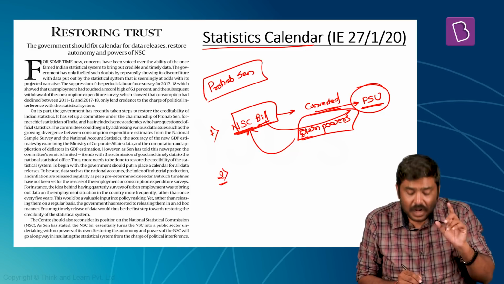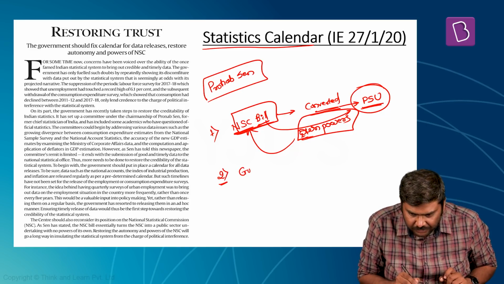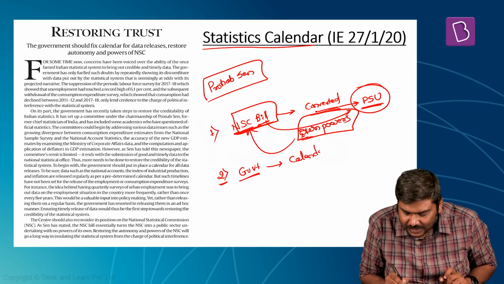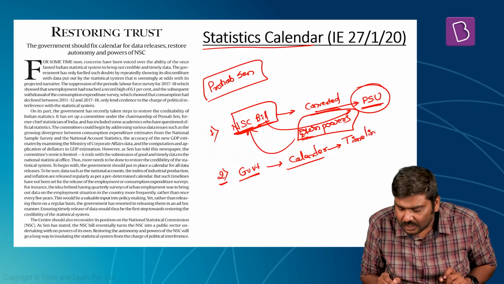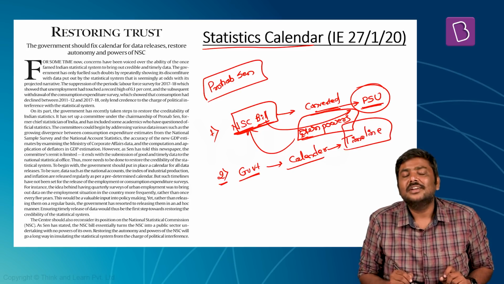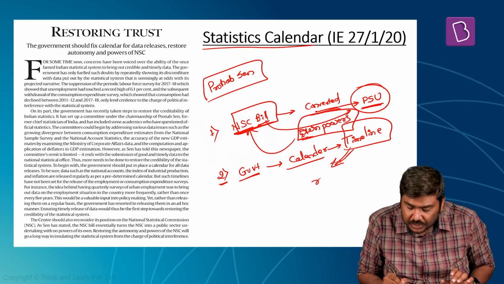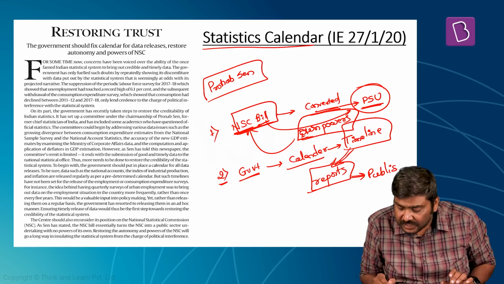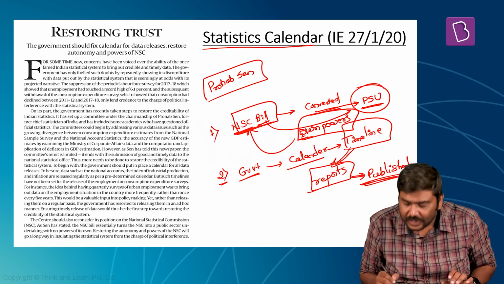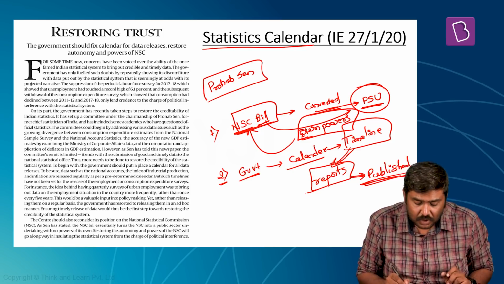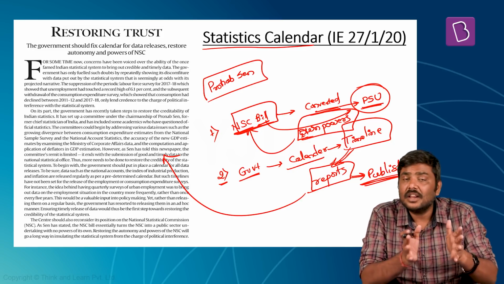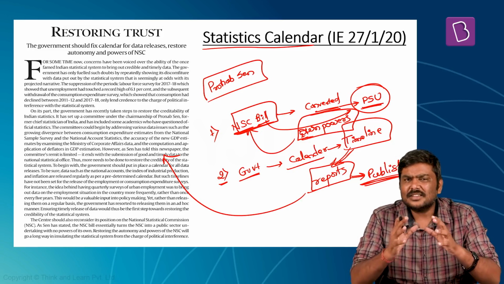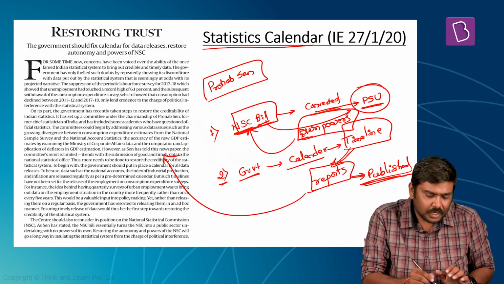Second one, the article also says that the Government of India should put in place a calendar. That is, in simple terms, a timeline must be published by the Government of India as per which the data or reports from these institutions will be published, so that this will increase and reinstate confidence in the functioning of these statistical institutions. This is the gist of the article provided here.